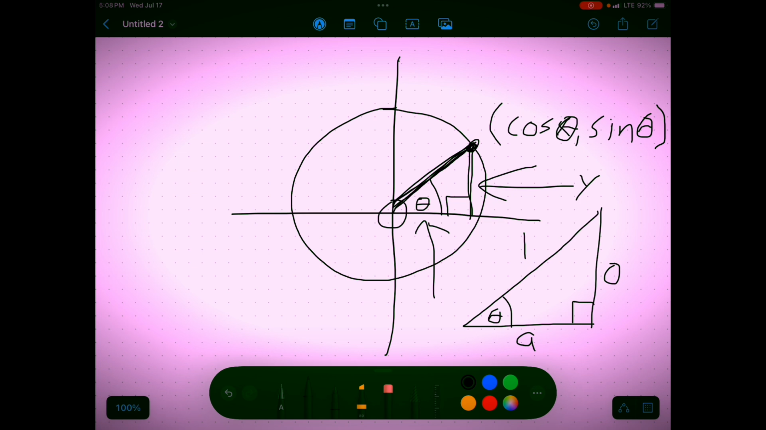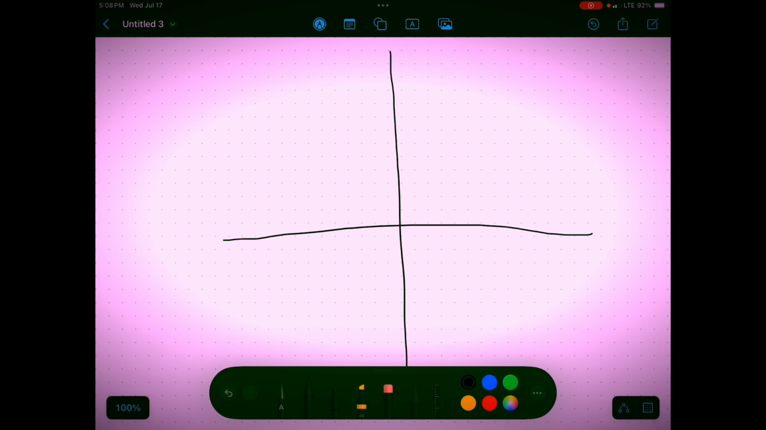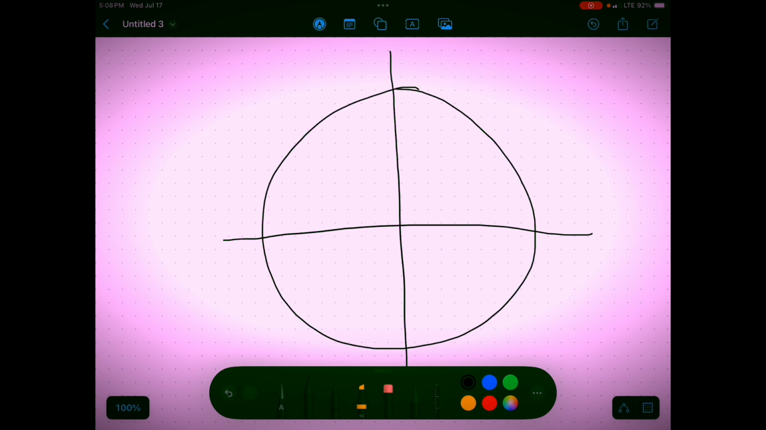Now, for the 16-point unit circle, the idea is there are 16, I'll call them critical points, that one could know in a unit circle. These are the ones that are worth committing to memory, if you will.